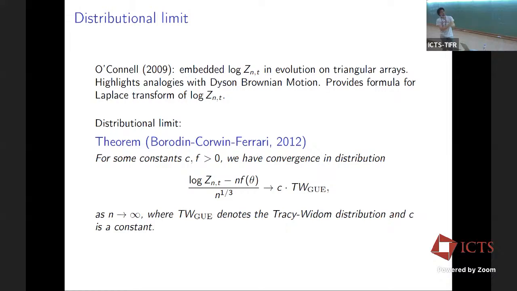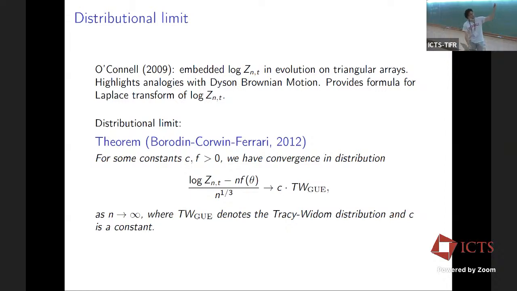In particular, in 2009, O'Connell embedded this problem into a triangular array, and he connected it to Whittaker functions, and he showed that it really has this Gibbs line ensemble property that allows you to basically write down a contour integral formula, at least, for the Laplace transform of log of Z_{n,t}. And a slight modification of this formula was used by Borodin, Corwin, and Ferrari to actually show that once we remove this n times f(theta), this first order behavior, and we scale by n to the 1/3, then we get the Tracy-Widom GUE distribution.